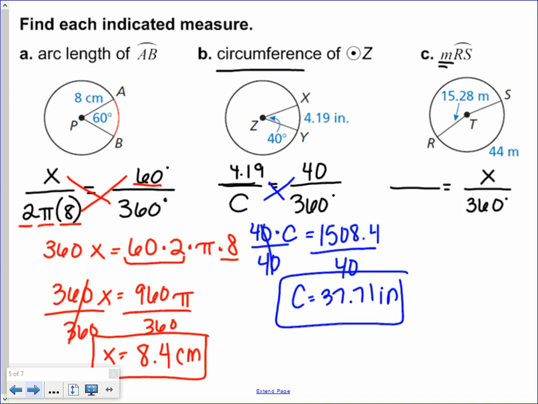On the left side, what's the arc length of RS? 44. And on the bottom left corner, we're not going to put 15.28, we're going to put the circumference. The circumference is 2 times pi times the radius. In years past, some people will get this number right away as a decimal and just put it right there. You could do that if you wanted to, just get the circumference and plug it in the bottom left.